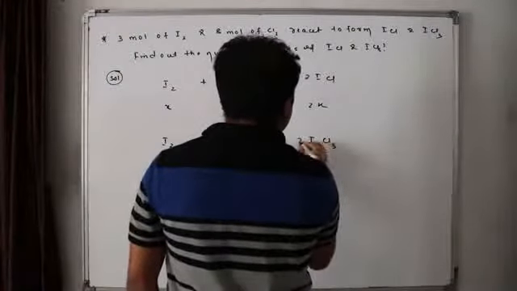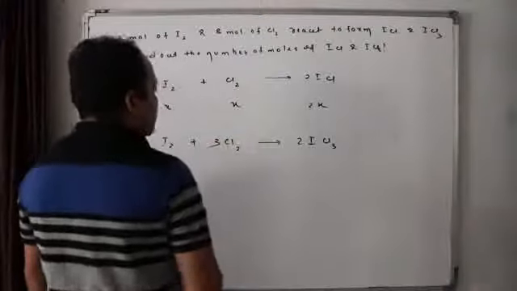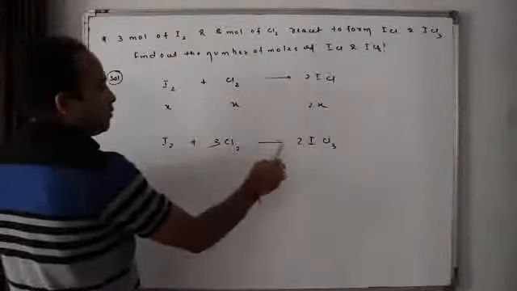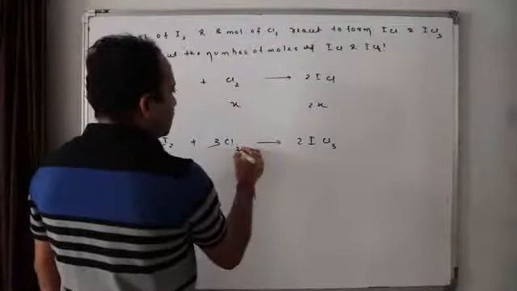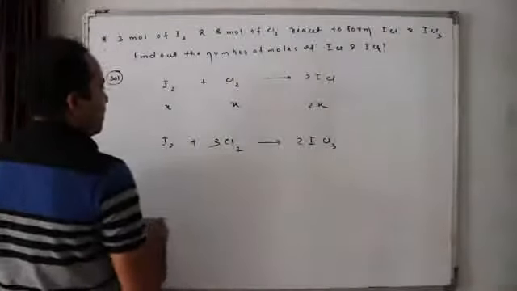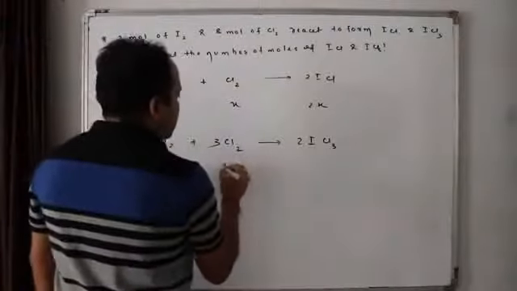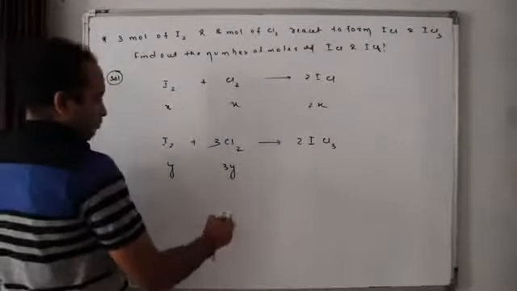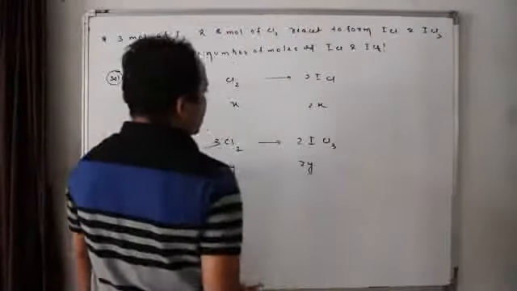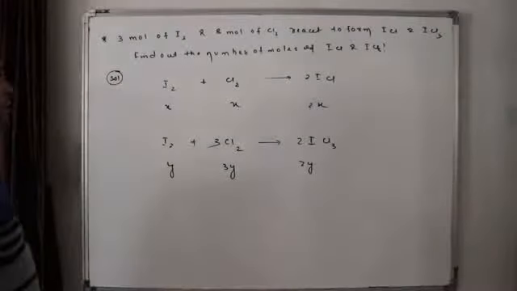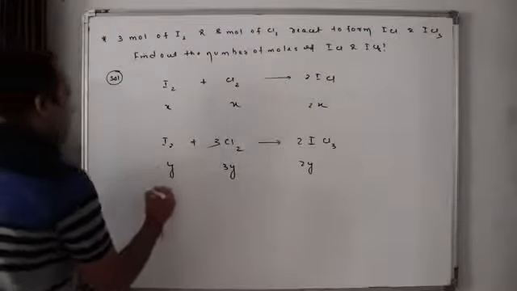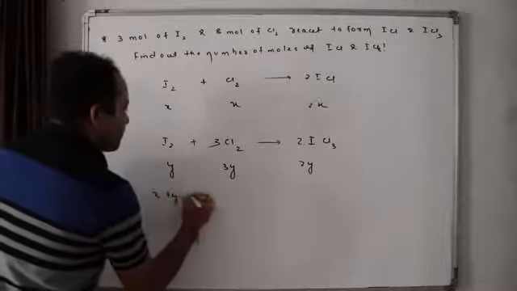Now, I2 plus Cl2 gives rise to ICl3. 2, 3. Is it balanced now? I2, 2 I plus 6 chlorine. Now, if I take here iodine Y, so this requires 3Y and gives 2Y. Now the concept is very simple. 3 moles of iodine, that means X plus Y equals 3.